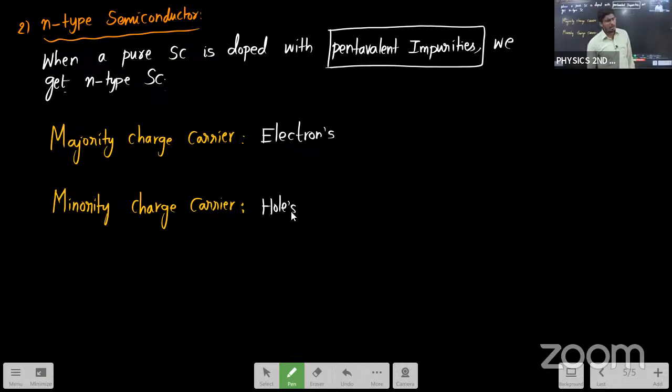In P-type semiconductor, what are the majority and minority charge carriers? In case of P-type semiconductors, we have holes as majority charge carriers and electrons as minority charge carriers. Whereas in N-type semiconductors, we have electrons as majority charge carriers and holes as minority charge carriers. I hope you understood these two things. These are very important questions for your examination. So let us move on to the next important question from this chapter, that is, what is a PN junction diode and what is the depletion layer?